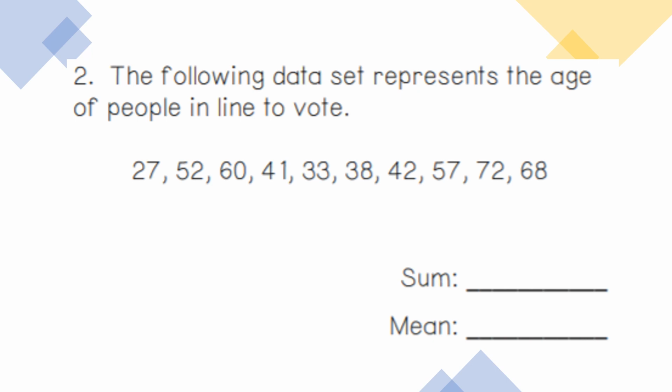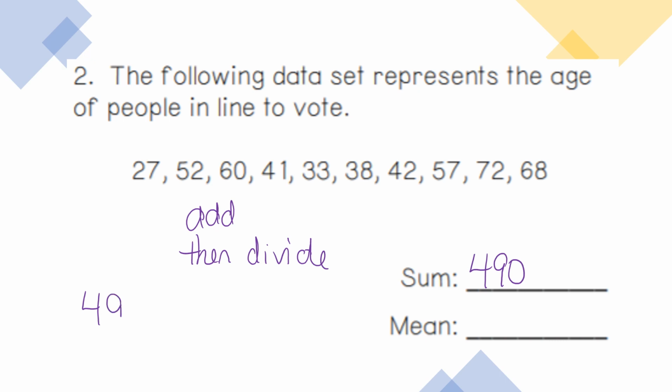Number 2: the following data represents the age of people in line to vote. So then you have your series of numbers. The very first thing you need to do is add your series together. When I added those, you ended up with 490. There were a total of 10 values, so 490 divided by 10 would be a mean of 49.